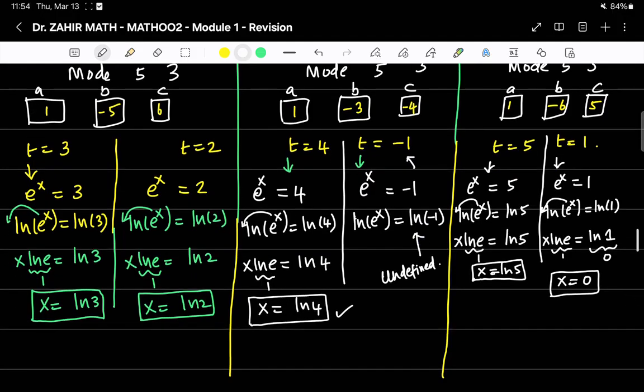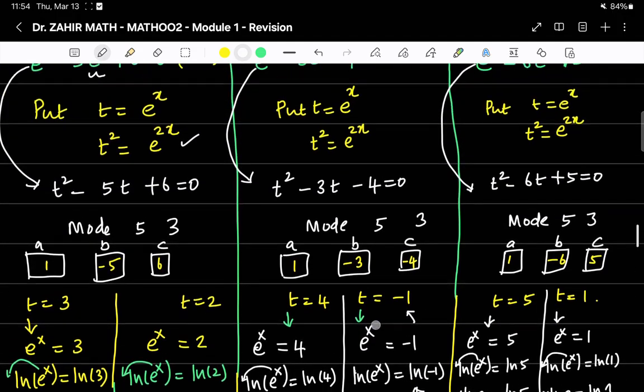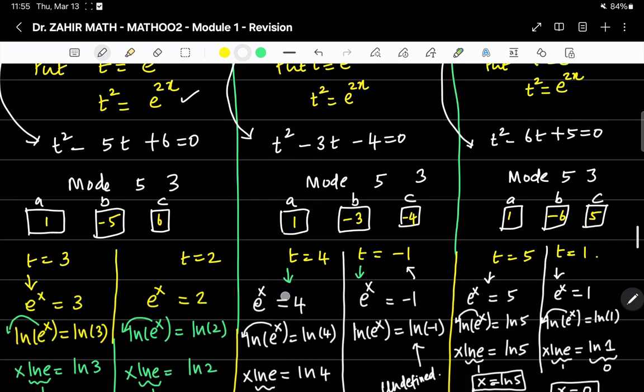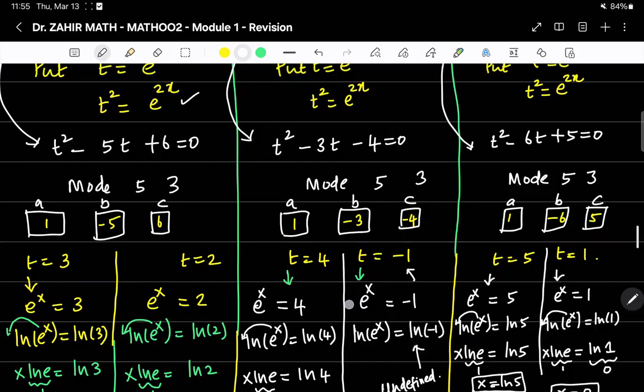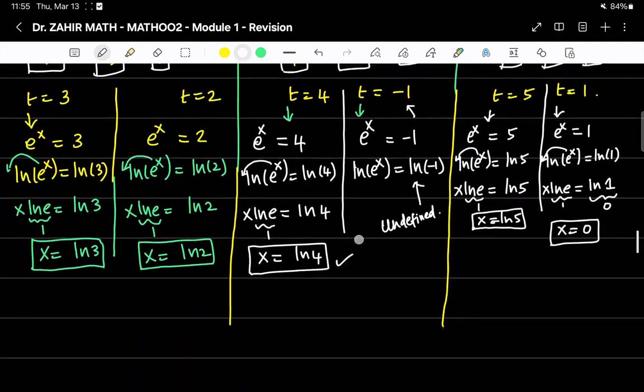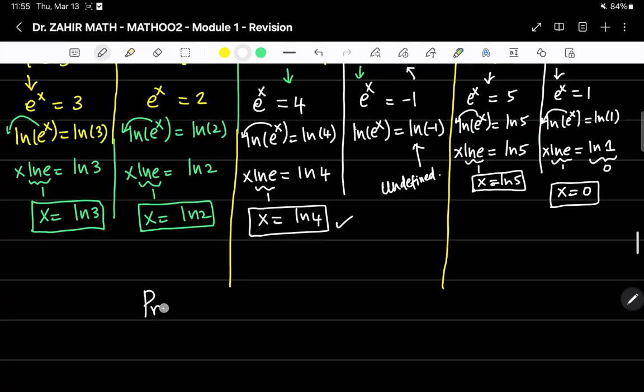These are the three questions on how to solve exponential equations of another model, e power 2x. So that's why I call it type 2. Do you want to try any more questions? I gave 5, 3, 6. I didn't give 7. Let me give one question with 7. So let me give a practice question, right?